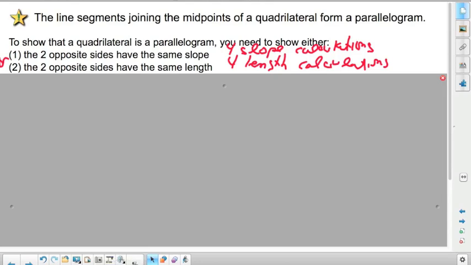Wait, one or the other? Yeah, just to prove that it's a parallelogram. If you have 2 opposite sides, and those opposite sides have the same slope, then by default it's a parallelogram. Same thing with the side lengths. If opposite side lengths are the same, you have to have a parallelogram. Okay? So you just do one or the other. Everybody good with this?